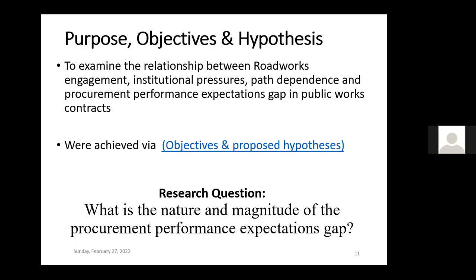The purpose of this study is to examine the relationship between roadworks engagement, institutional pressures, path dependence, and procurement performance expectation gap in addressing public works contracts performance. And we achieved this through a number of research objectives. For instance, we set out to investigate the nature of public procurement performance expectation gaps in roadworks contracts and the associated hypotheses. We had the 10 hypotheses.